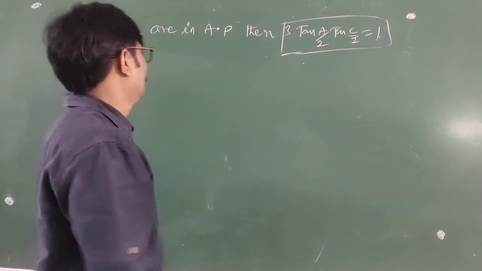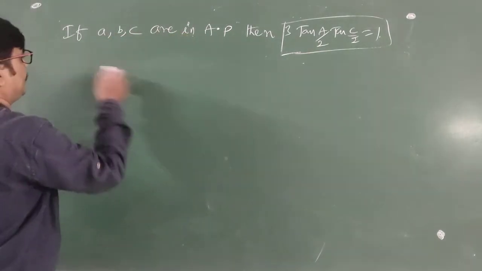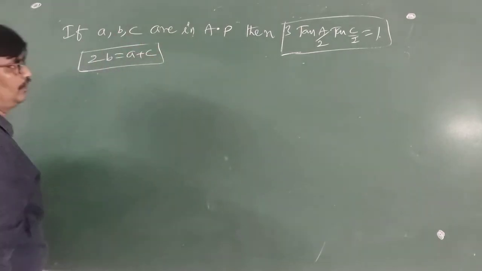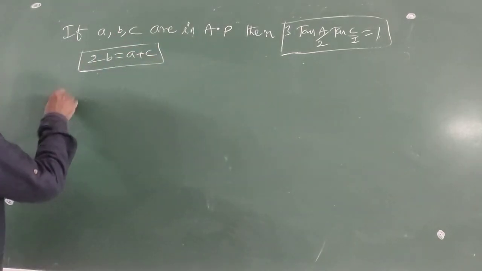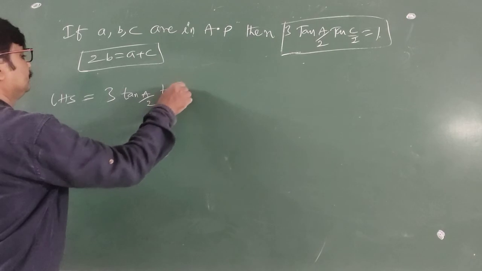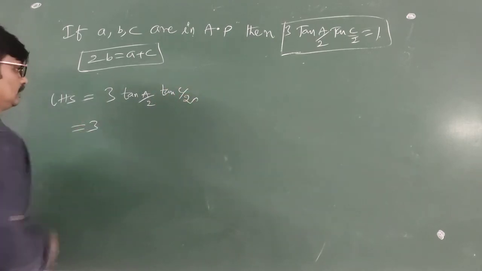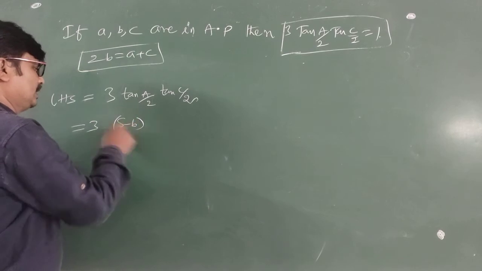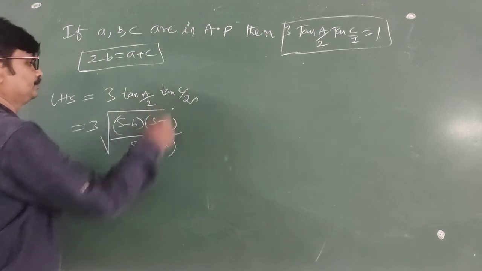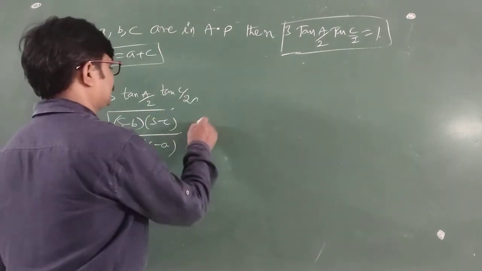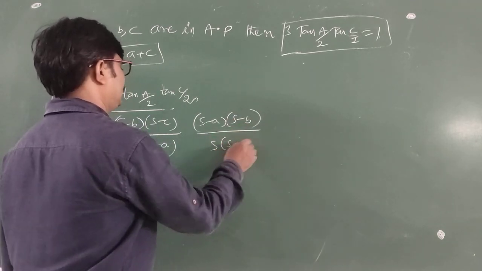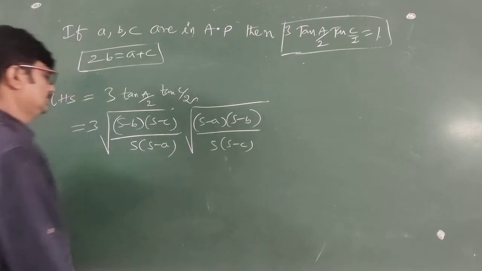Okay students, now we can write A, B, C are in AP, so 2B equal to A plus C. So students, the left hand side is 3 into tan of A by 2 into tan of C by 2. The tan of A by 2 we can write as the root of S minus B into S minus C by S into S minus A. Tan C by 2 we can write as the root of S minus A into S minus B by S into S minus C. Is it clear students?